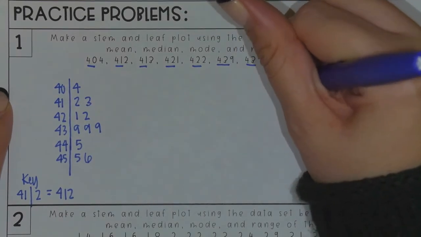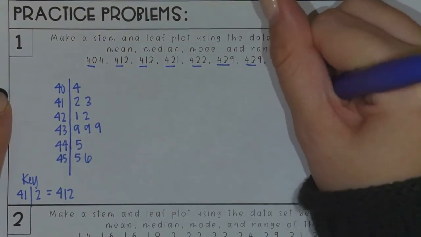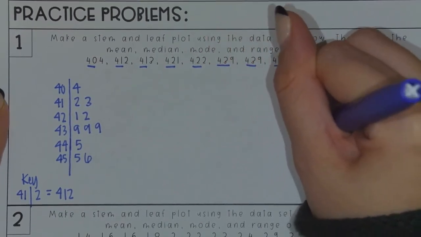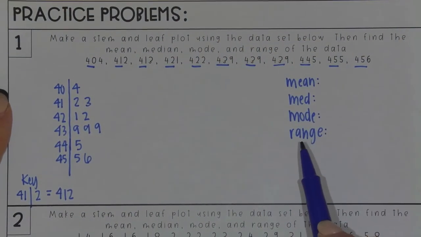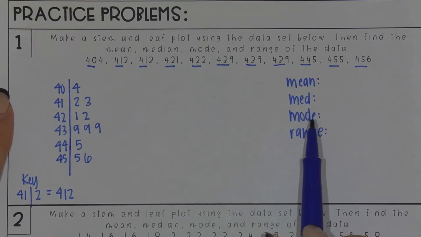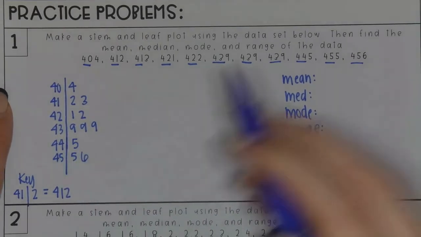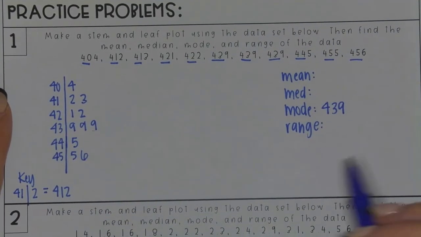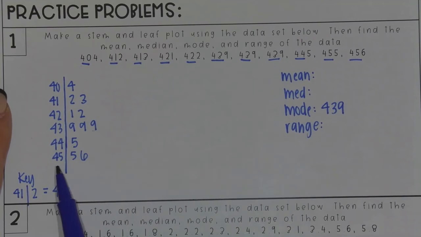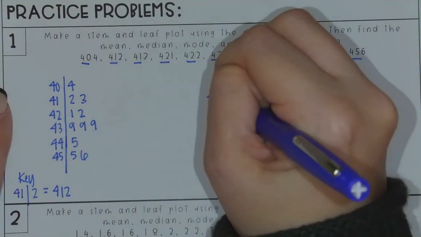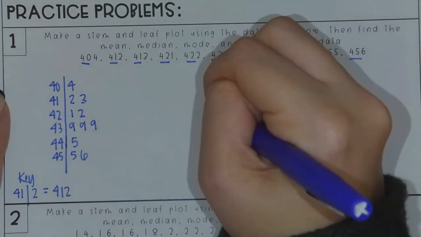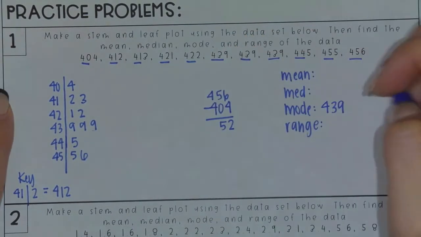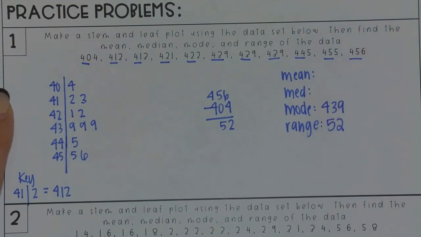Now it also wants us to find the mean, the median, the mode, and the range. So I always start with the mode because it's the easiest one to look for. Remember, mode means most. So my value that appears the most is 439. It has a frequency of 3. The next one is going to be the range. That's the difference between the highest number, which is 456, minus the smallest number, which is 404. So 6 minus 4 is 2, 5 minus 0 is 5, 4 minus 4 is 0. So I get a range of 52.